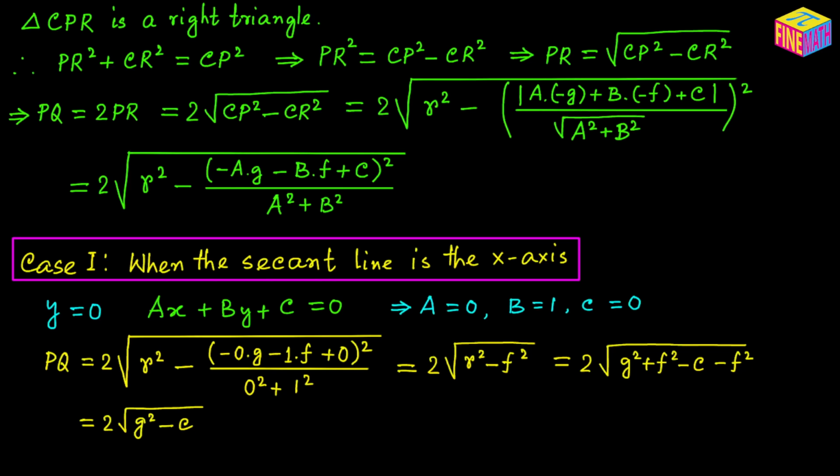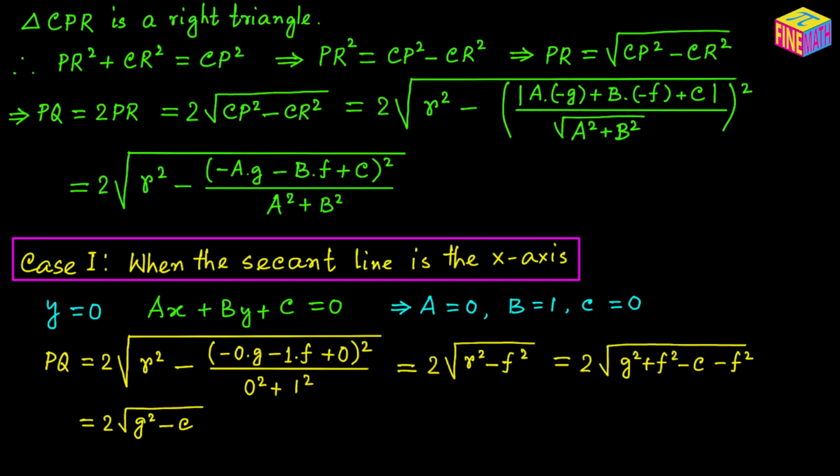Now from here again, since we have a square root quantity here, we have to now analyze a little further, and we have to understand in what condition the circle could cut the x-axis or touch the x-axis or not even touch the x-axis. If the quantity inside the square root is greater than 0, then this value, the 2 times square root of g squared minus c, this value will be a real value.